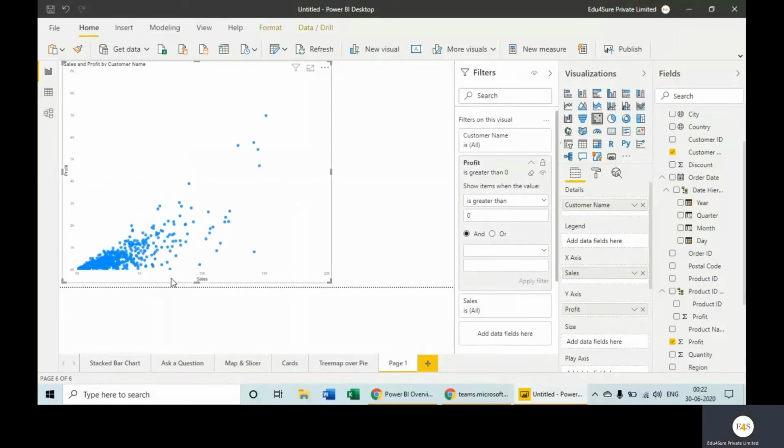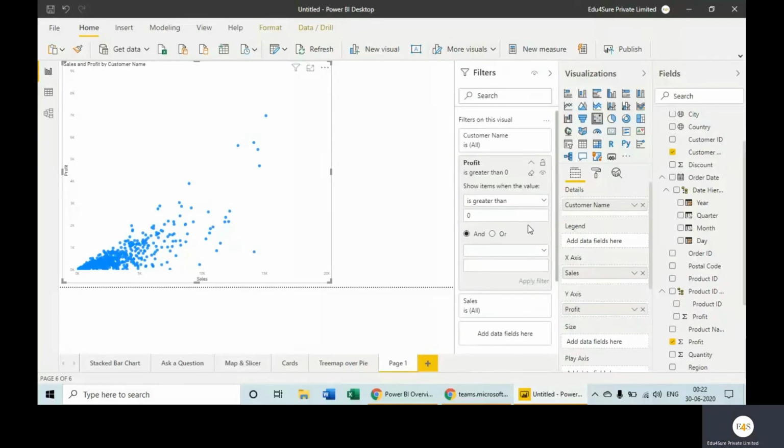What happened? All the area below this break-even point has been removed, and now the chart is starting from this line only. So now this visual is showing us all the customers who have given us the profit. This is how we can use filter panes in visuals. This is one of the examples.